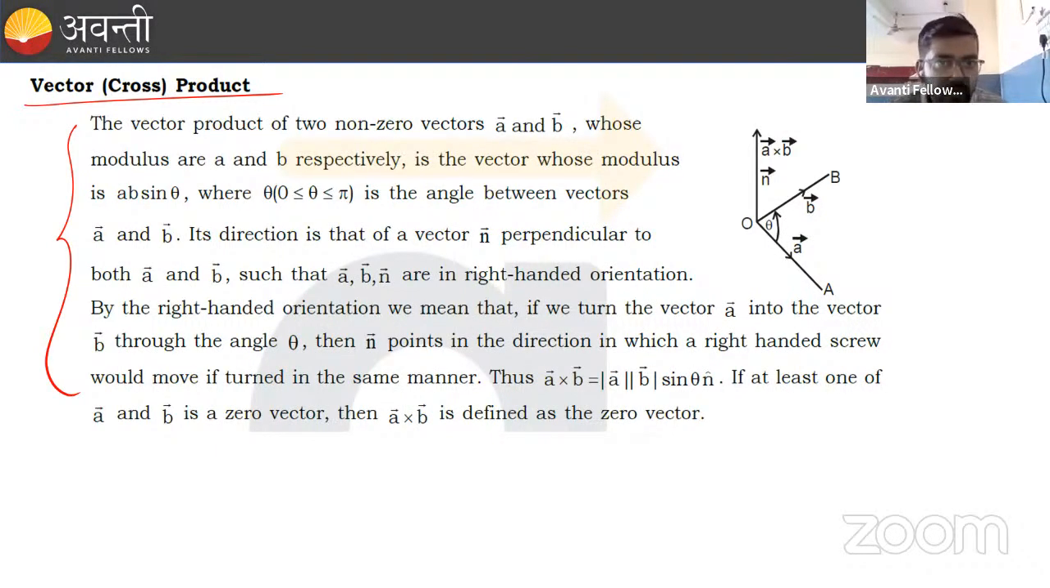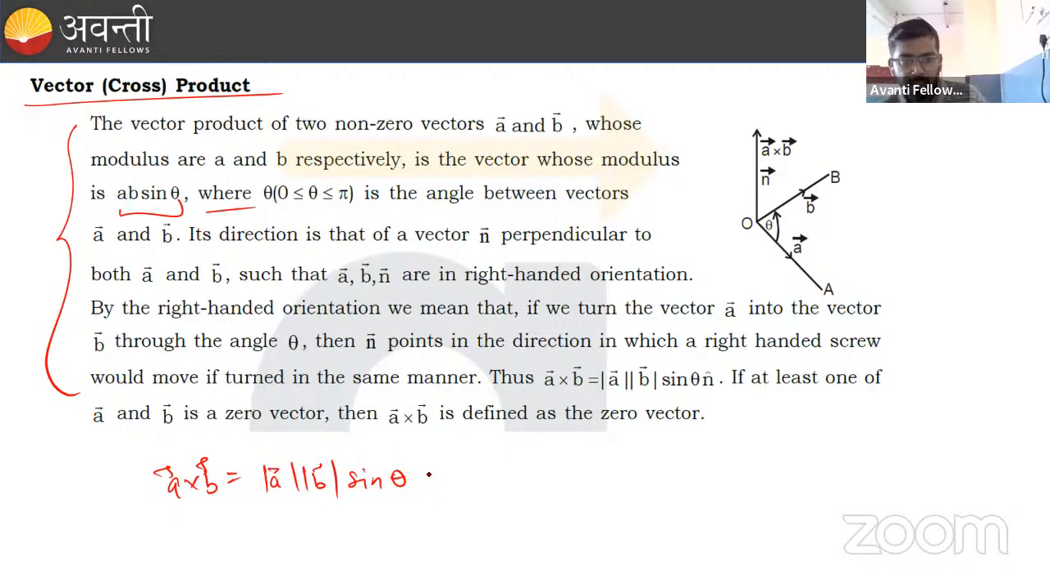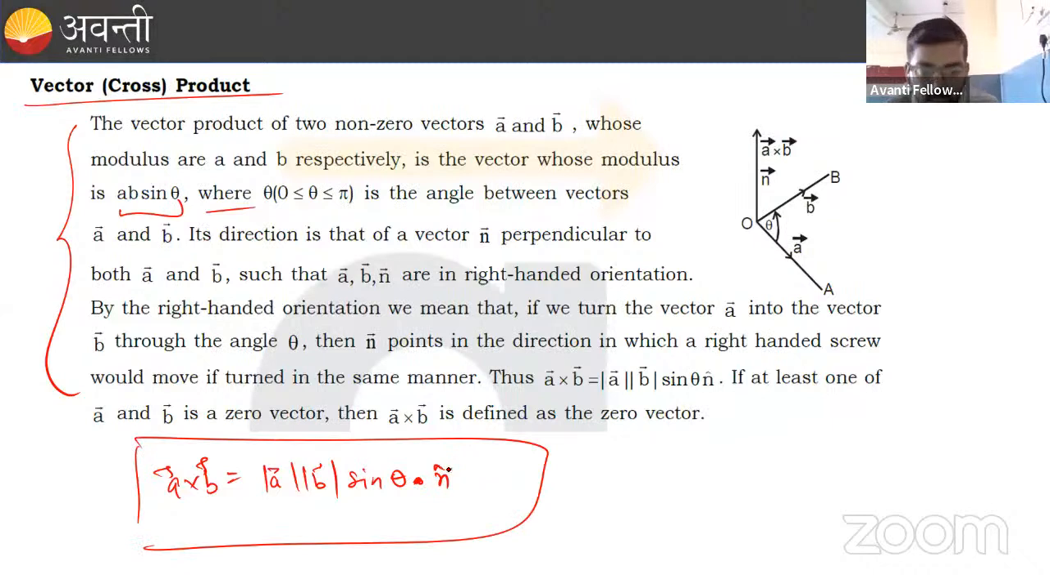The vector product of two non-zero vectors A bar and B bar, whose moduli are mod A bar and mod B bar, is the vector whose modulus is AB sin theta. Okay, first let's understand, I'll write this down. A bar cross B bar is written as mod of A bar, mod of B bar, sin theta into n cap. This is not dot product, this is into, right? So A bar cross B bar is written as this. And what is this n cap?